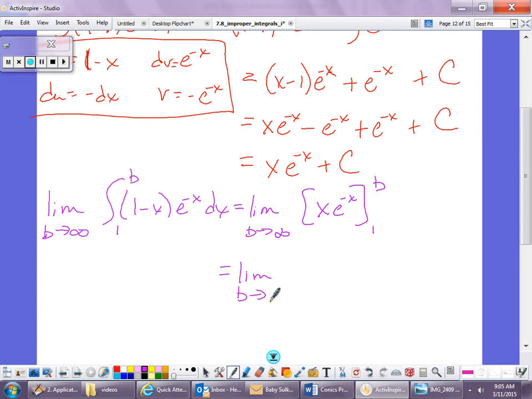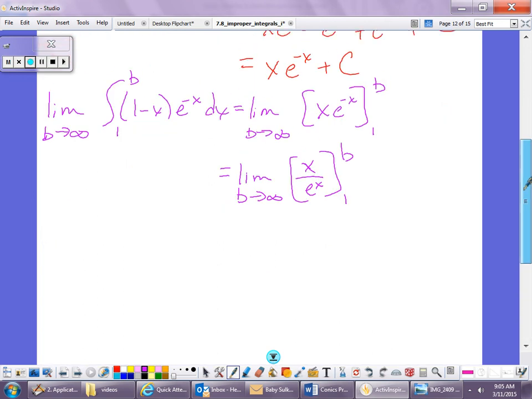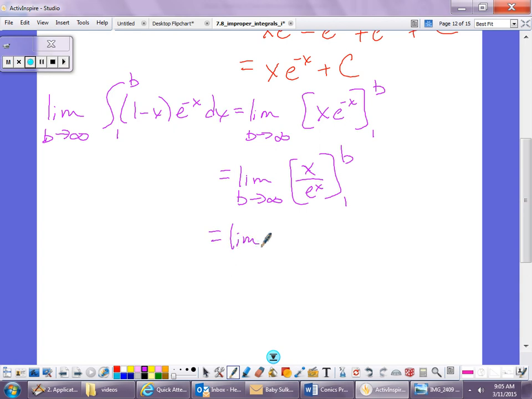Now the reason this is cool is that I can say x times e to the negative x is the same as x over e to the x. And I'm going again from 1 to b. So when I do that, I've got the limit as b goes to infinity of b over e to the b minus 1 over e to the 1, or just e.